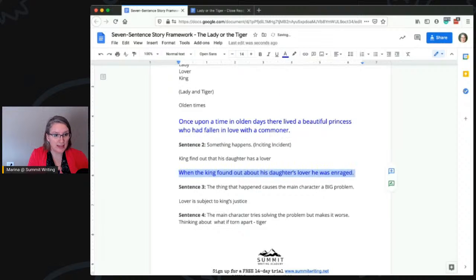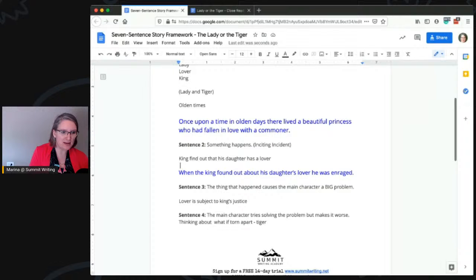Good. Now remember, when you're writing your 7-sentence story, just like when you go to the paint night and you're making that painting, we're not looking for a masterpiece. We're looking for the general idea so that when you paint the picture and it's a sunset, people can tell that it's a sunset. When you write this 7-sentence story, people are going to know, oh, this is the story, The Lady or the Tiger.